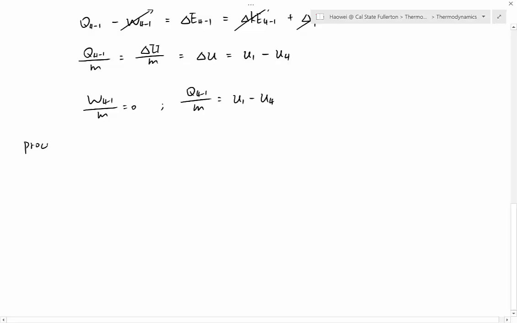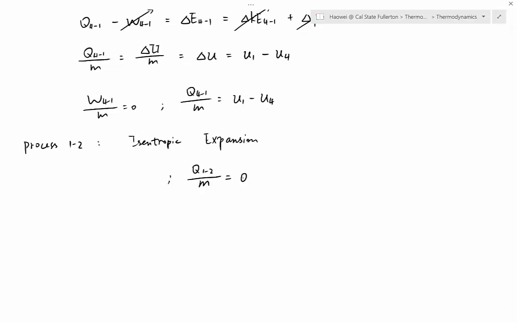What is process 1 to 2? Isentropic expansion. Which one do you think is actually easier, heat transfer or work? Heat transfer must be easier. Why? Because heat transfer must be equal to zero. What is the reason? Because isentropic. Isentropic means the process must be adiabatic and reversible. And what does adiabatic mean? No heat transfer. So heat transfer for process 1 to 2 must be equal to 0.